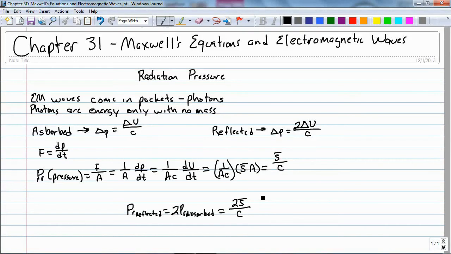But this is how Maxwell was able to calculate the actual effects of the energy in the photons that are emitted from a source.